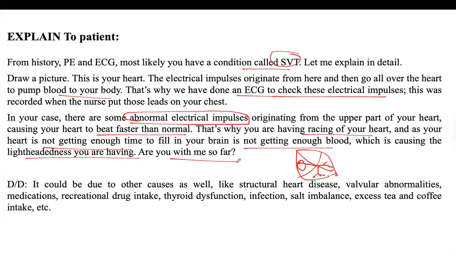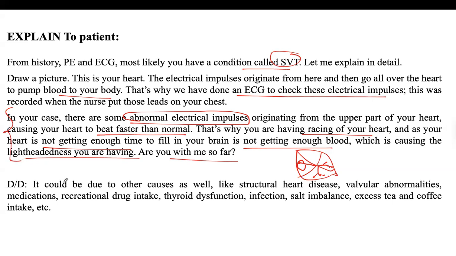This is a very, very easy way of explaining SVT to a patient. Remember, they don't care about what's going on in the ECG. You don't need to explain this is the P wave, this is the QRS. You don't need to do that. All you need to do is explain it in a very nice and easy way. As long as you do that, you're good. And please do not make it complicated for the patient.